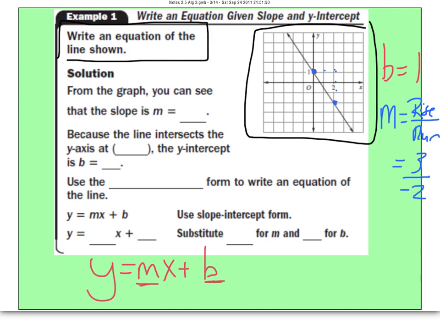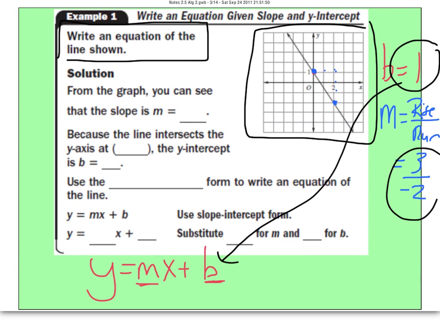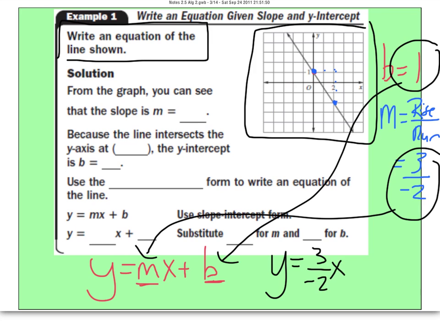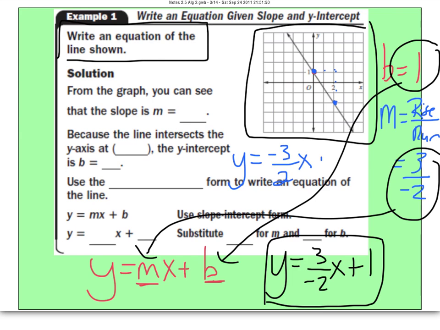So that's my slope. All I need to do to write this as an equation is put this in for b, put this in for m. So the equation is y equals 3 over -2x plus 1. Now I will tell you that for -2, you can also choose to put the negative on the top. So you could do y equals -3 over 2x plus 1. They mean the same thing. Typically you tend to see the negative up with the top number, but it is okay to have the negative down with the bottom number.